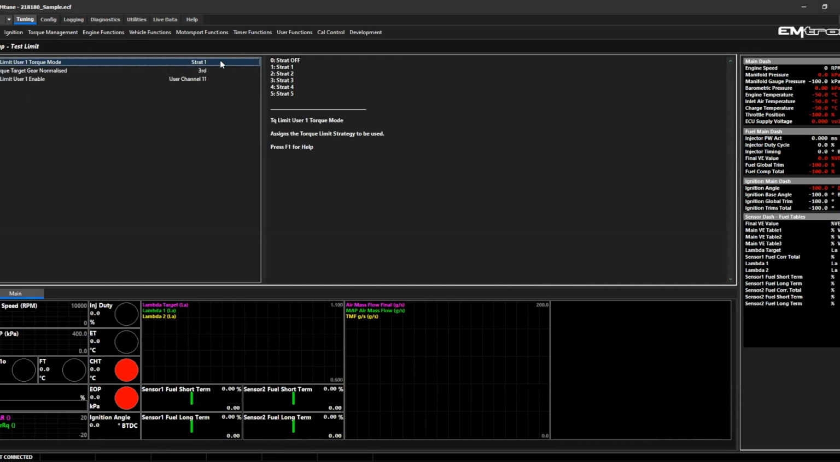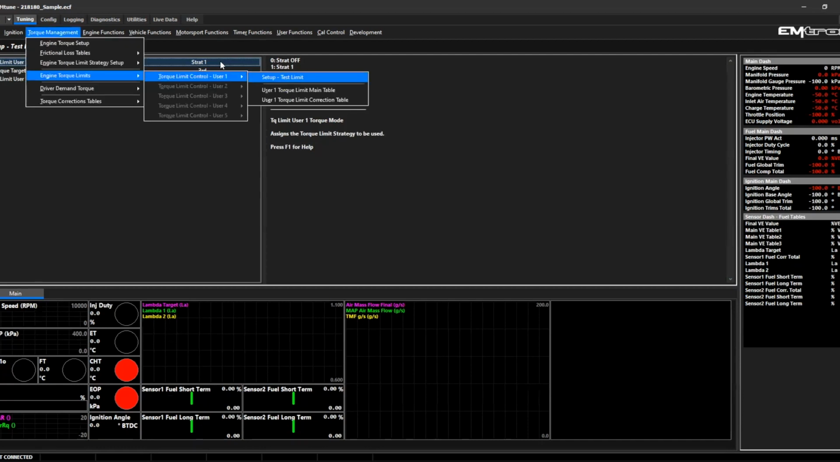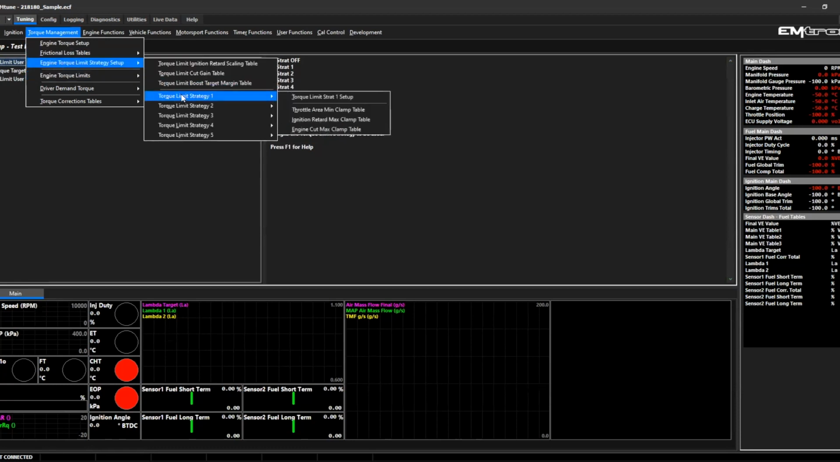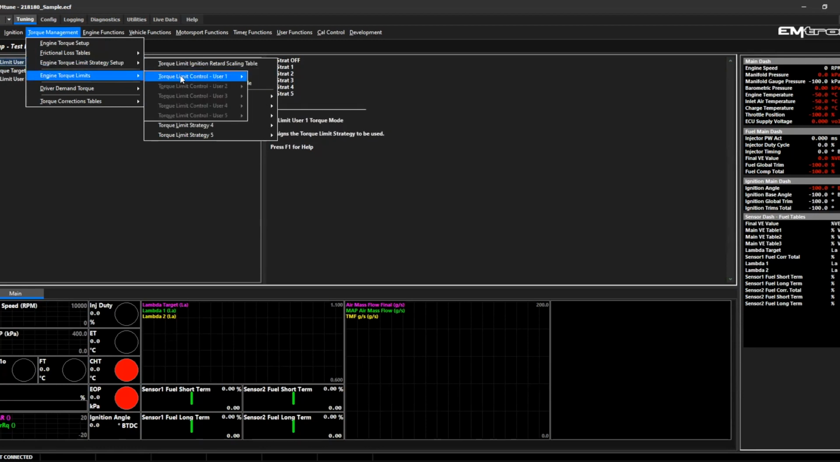Okay, so what are we going to do with this test limit? Well, first we have to tell it what strategy it needs to use. In this case, it's strategy 1. So just as outlined before, the engine torque limit strategy setup is here. This one is going to use this strategy. Pretty easy.